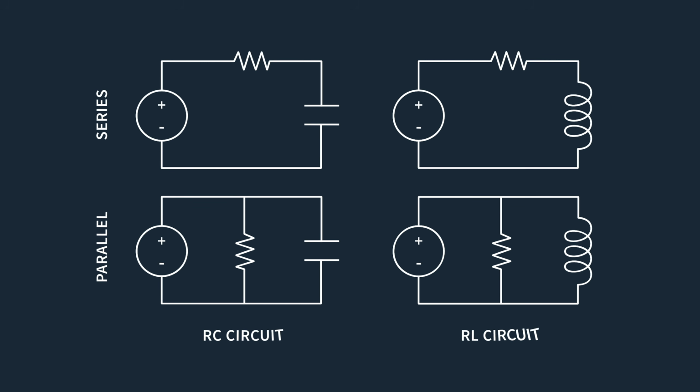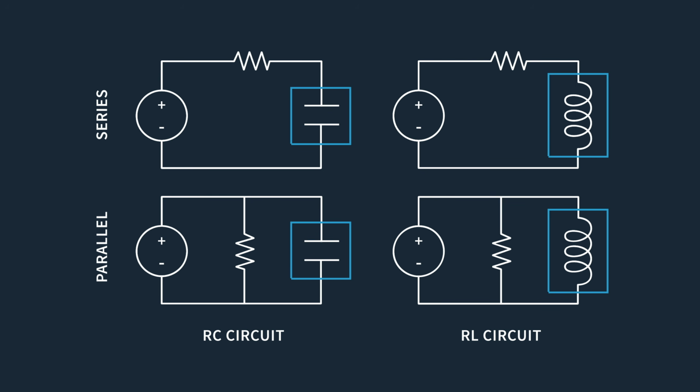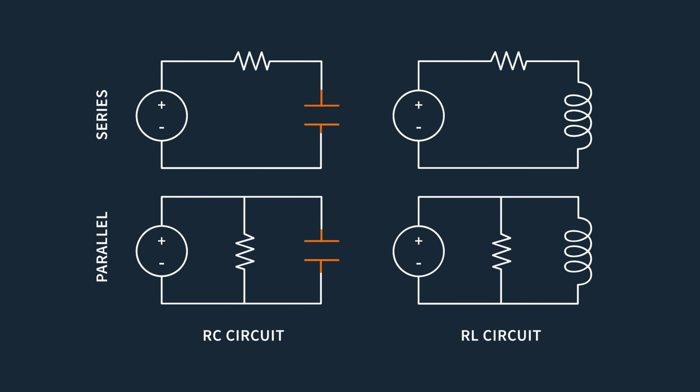For now, we're going to focus on circuits with only one energy storage element, which are modeled using first-order equations, thus first-order circuits. A first-order circuit is simply that, a circuit with one energy storage element, either a capacitor or an inductor, along with resistors and voltage or current sources. By the end of this video, you'll understand how capacitors and inductors respond over time, what the time constant means, and how natural and step responses behave.